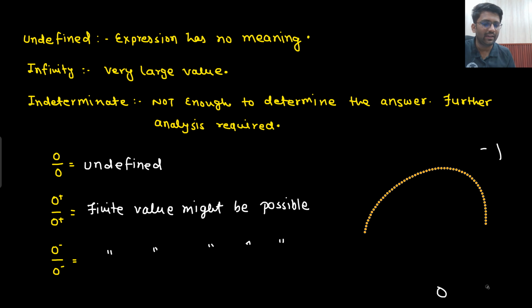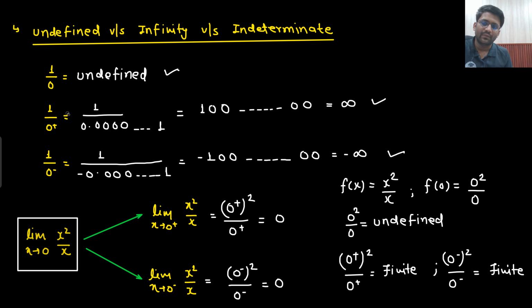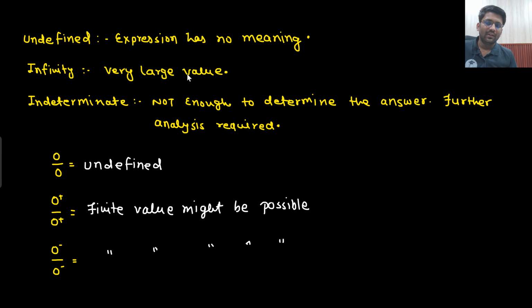What is the meaning of infinity? Infinity means very large value. Here you are getting a very large value, and here you are getting a very large value in the negative direction. So that is the meaning of infinity. And what is the meaning of indeterminate form? Indeterminate form means it is not enough to determine the answer, but further analysis is required.